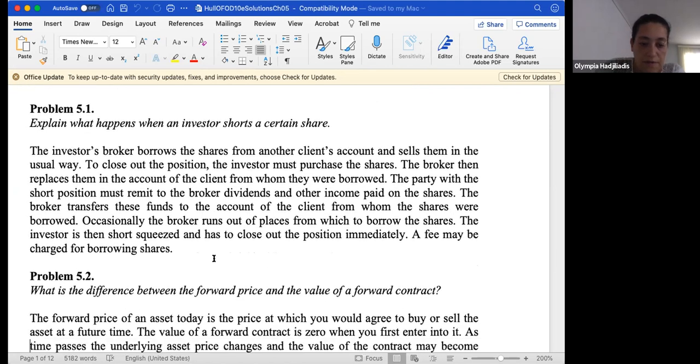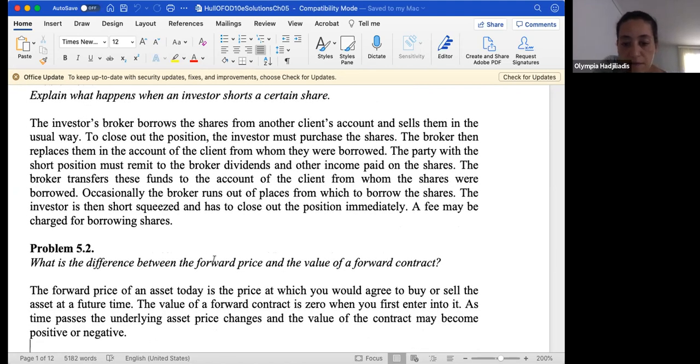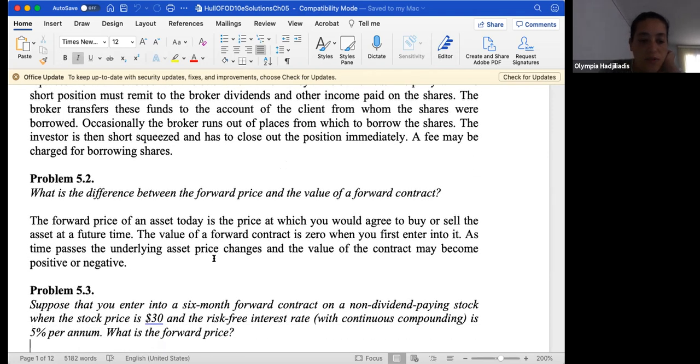What is the difference between the forward price and the value of a forward contract? The forward price of an asset today is the price at which you would agree to buy or sell the asset at a future time. The value of a forward contract is zero when you first enter into it. As time passes, the underlying asset price changes and the value of the contract may become positive or negative.